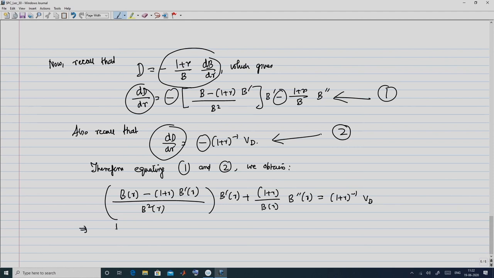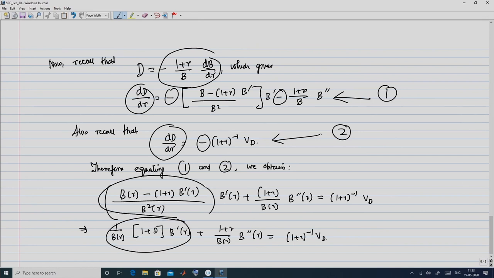So, this implies that 1 over B of r into (1 plus D) into B prime of r, plus (1 plus r) over B of r into B double prime of r, is equal to (1 plus r) inverse into V D. So, essentially this term here is nothing but writing this term in a different form. The first term is going to be B prime into B of r over B square of r. So, this is B prime of r over B of r. So, you see that this is B prime over B of r and the other term will contain D. And the remaining two terms have been reproduced as they are.